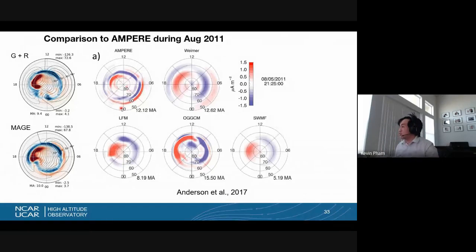sorry, my microphone ran out of batteries. So you can see that we capture all of the distribution from Ampere much better than the older generation of models.